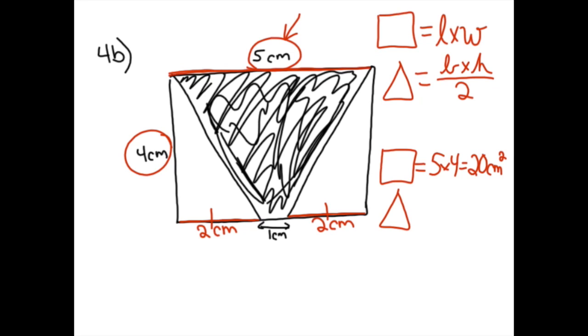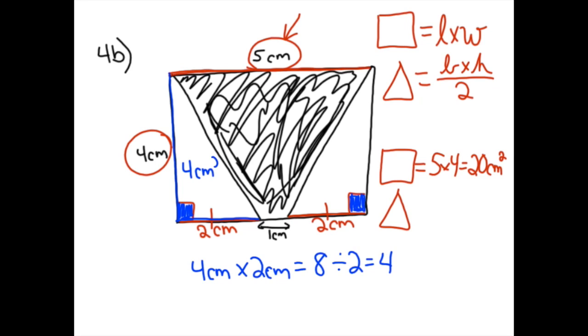The next thing that I know about rectangles is that each corner makes a right angle. So I can go ahead and draw those in. And that's the key to finding the area of a triangle. If this here is a right angle, and this here is a right angle, I'm looking for the two lines that connect them to find my area, which means that I'm looking at this line, which is 4 centimeters, and this line, which is 2 centimeters. So 4 times 2 equals 8, and then I have to divide by 2, which equals 4. So this is 4 centimeters squared.